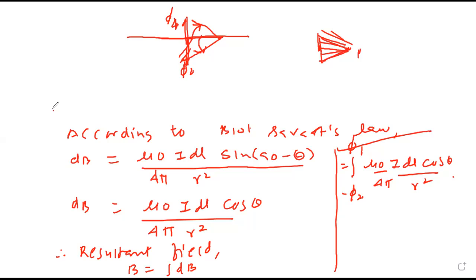Done, sir. Mu naught upon 4 pi I dl cos theta upon R square. Theta is my variable, and I can't have two variables in the equation, because even R is variable. Look, this is point P, this is dl, this is R. If I take dl here, R is different; if I take dl here, R is different. So R and theta are both variable. We have to convert into only one variable. That means R should be replaced by constant things.